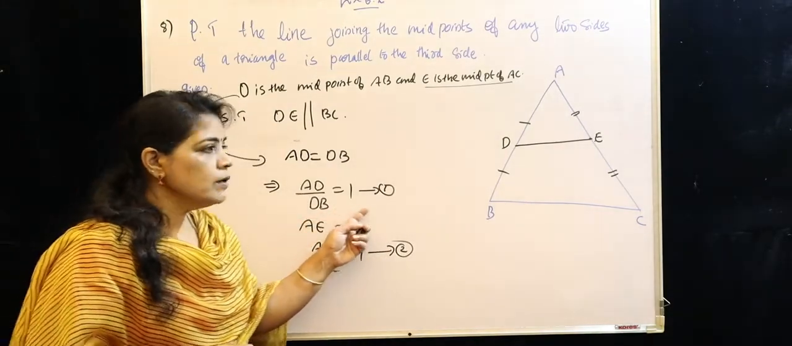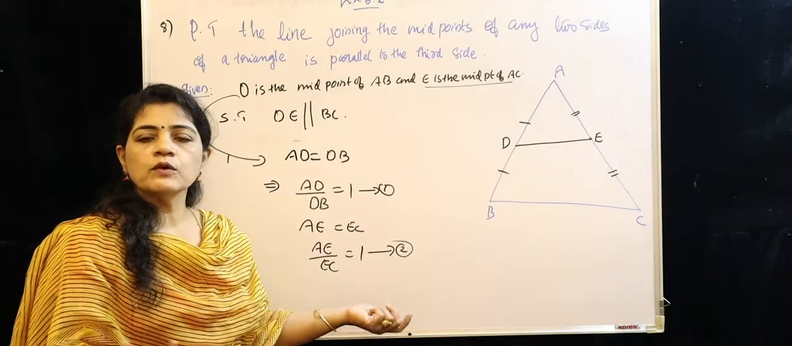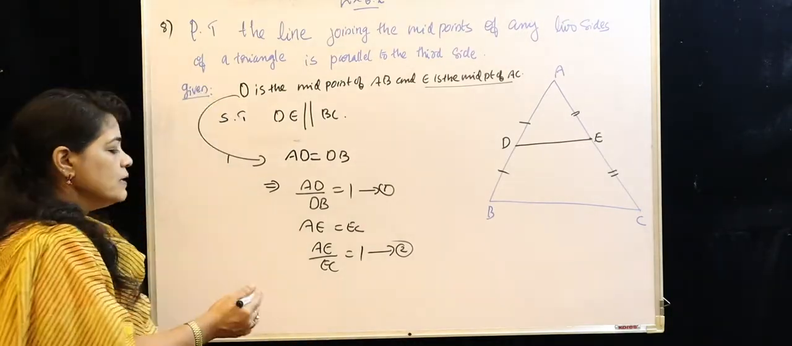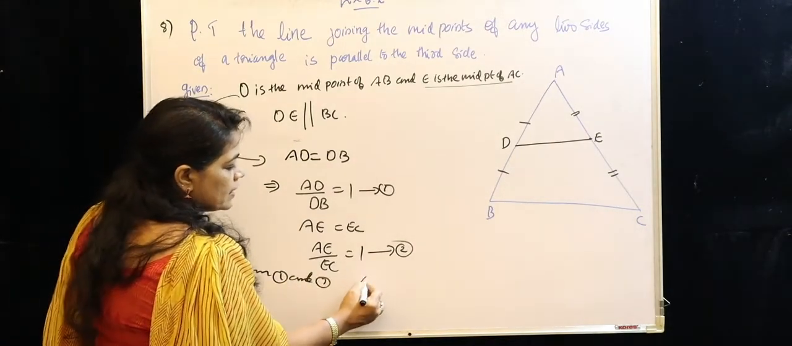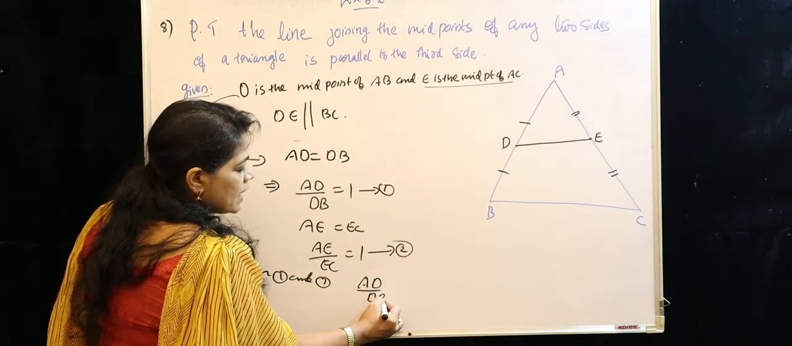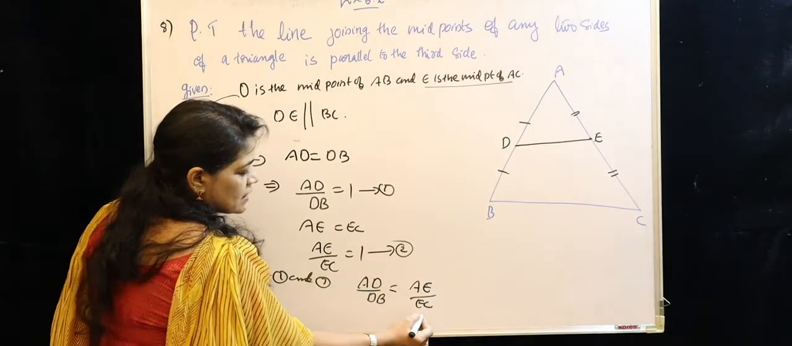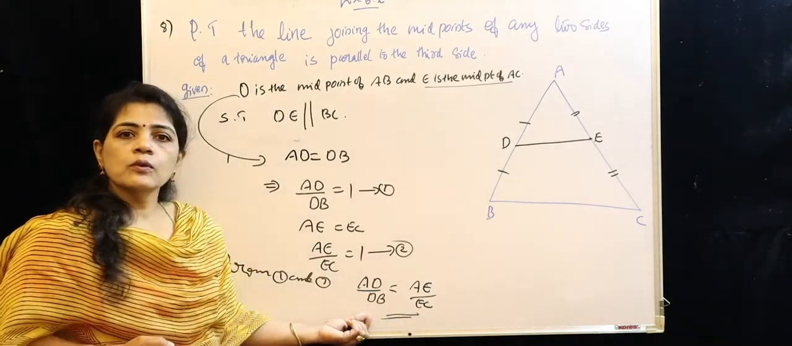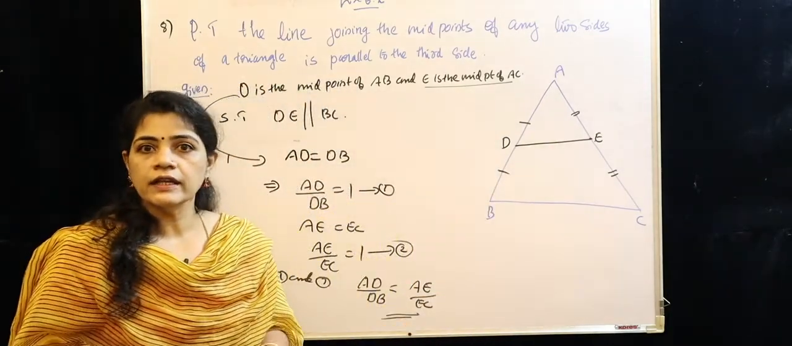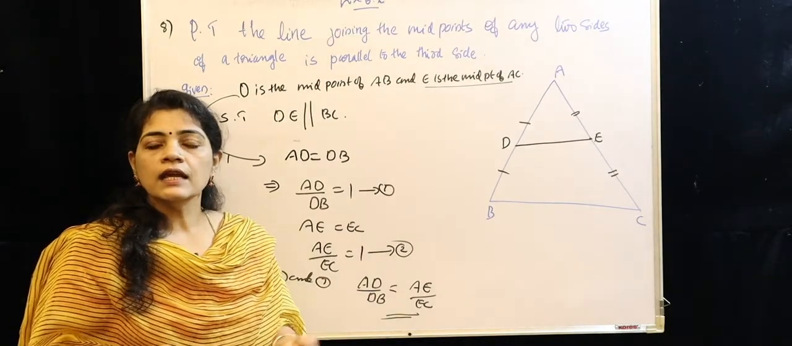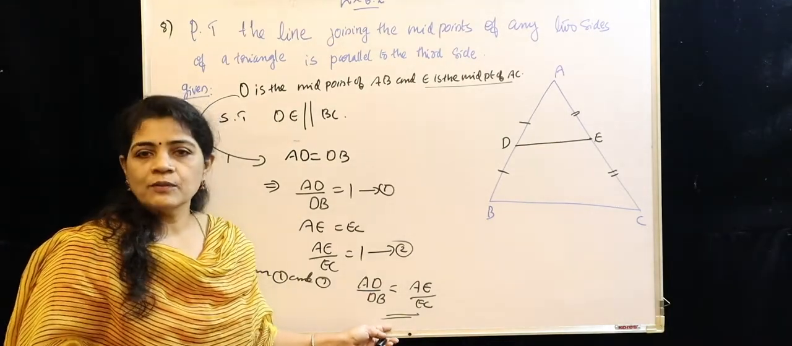AD by DB is equal to 1 and also AE by EC equal to 1. RHS being the same, you can equate their LHS parts. So from equations 1 and 2, you can write AD by DB equal to AE by EC. See, that is the only thing we needed. We need to show that DE is parallel to BC. This is sufficient, because of the converse of the basic proportionality theorem.